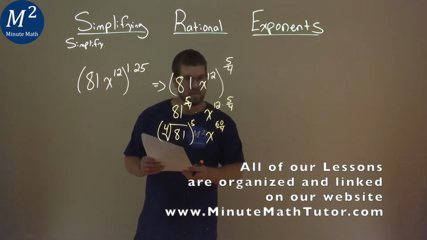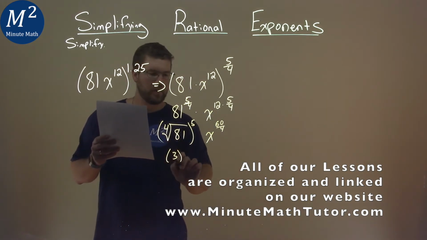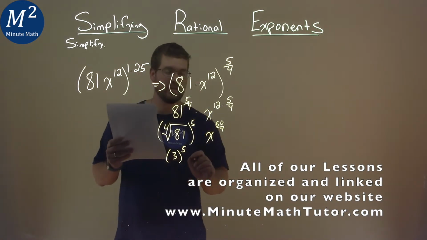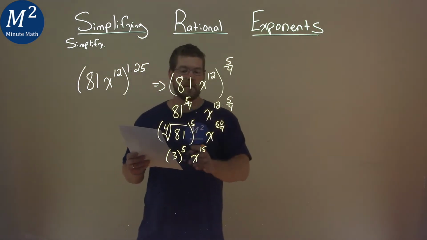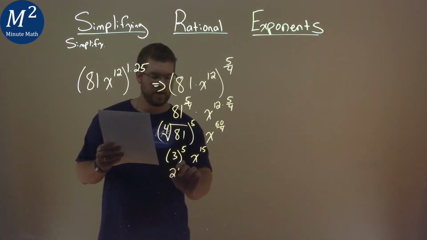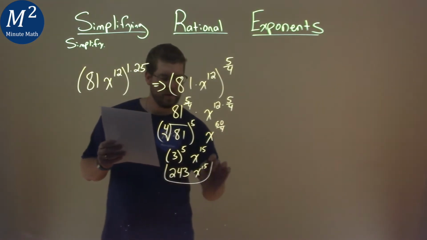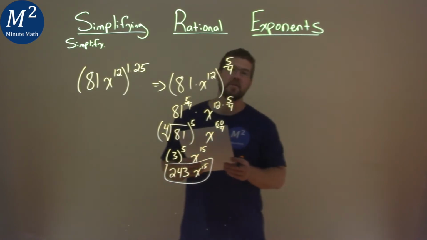Keep on simplifying here. The 4th root of 81 comes out to be a good old 3, still to the 5th power, but 60 divided by 4 is 15, so we have x to the 15th power. Almost done. 3 to the 5th power is 243, and we have x to the 15th power right here. And so our final answer here is 243x to the 15th power.